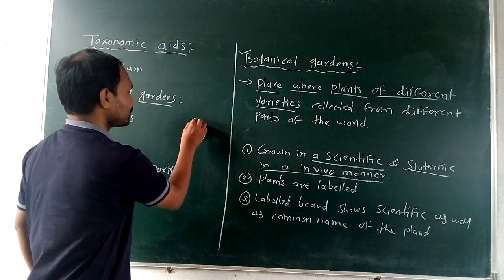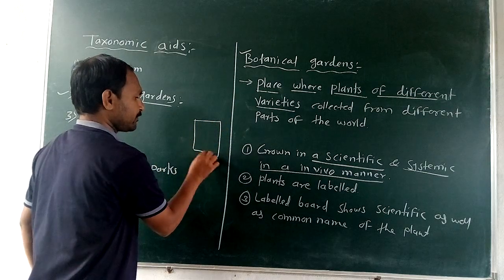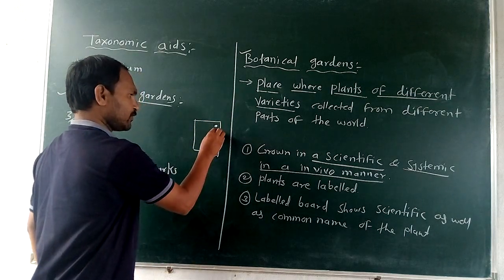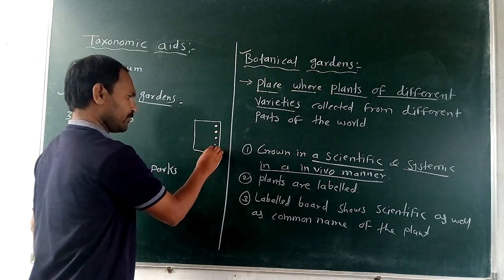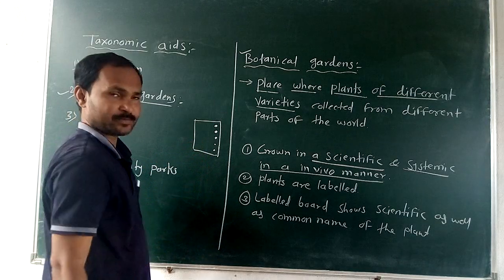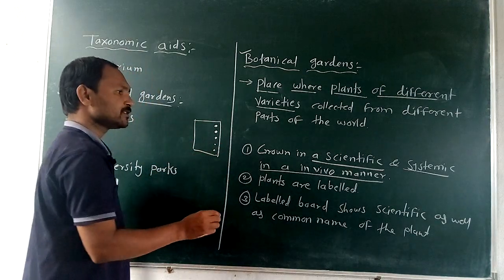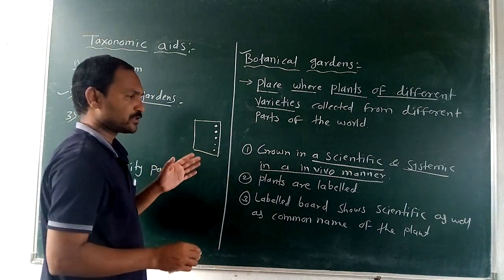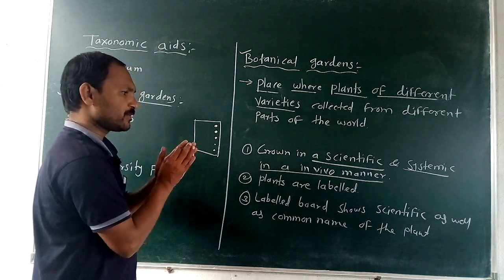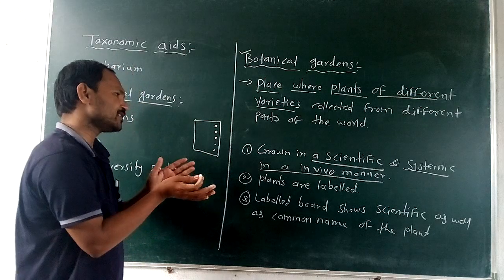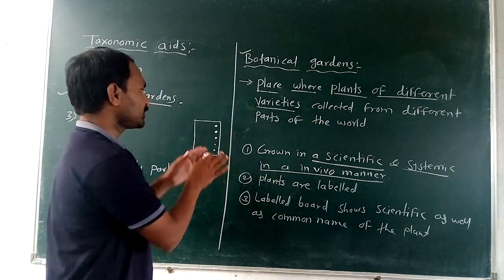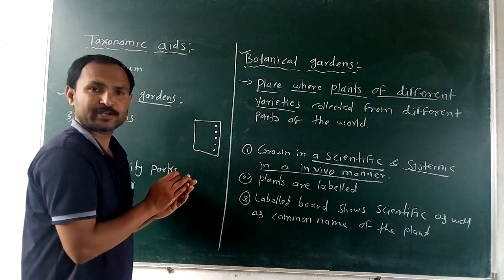Open place. Suppose this is the area where we have to develop a botanical garden. Now here is one plant, another, third, fourth, fifth plants. Like that way we can grow the whole area under these plants. Now on this, the scientific name is very important for each and every plant, and the common name is also very important. In vivo means outside the home, in an open space, in a particular area.